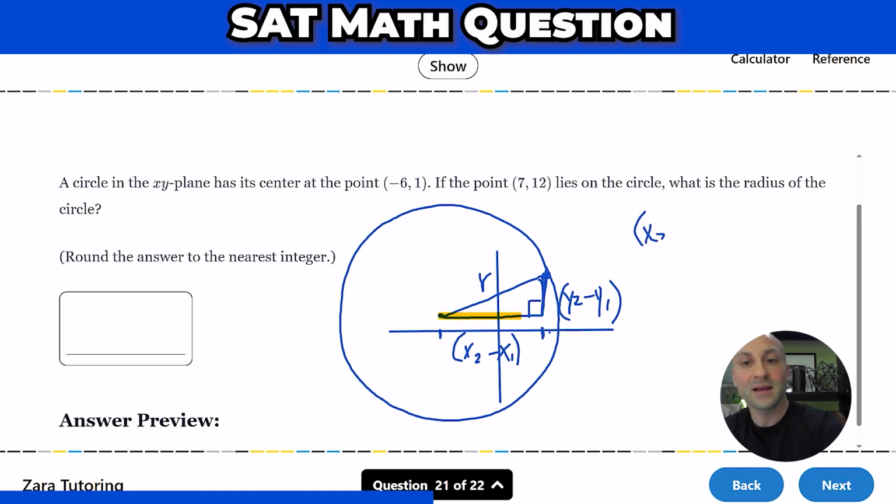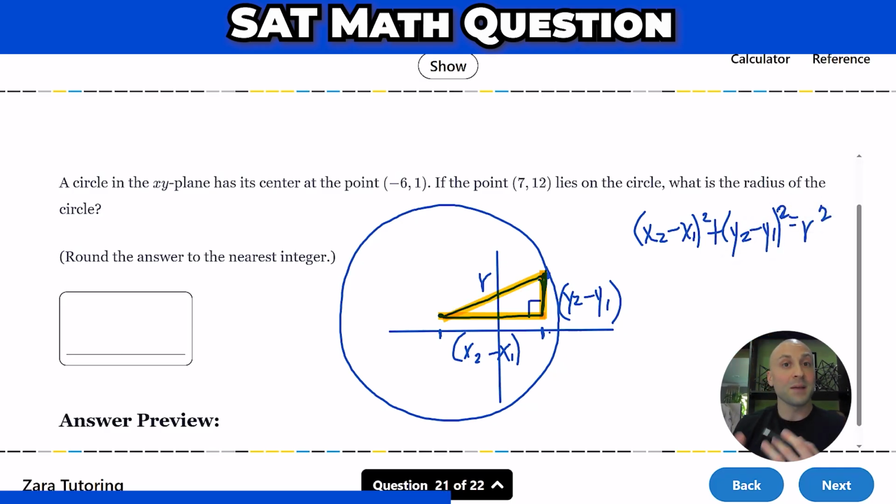So we're going to say (x2 − x1)² + (y2 − y1)² is equal to the radius squared, in other words, the hypotenuse squared. Well, we want to get the radius by itself. So how do we get rid of a square? Well, we square root both sides.